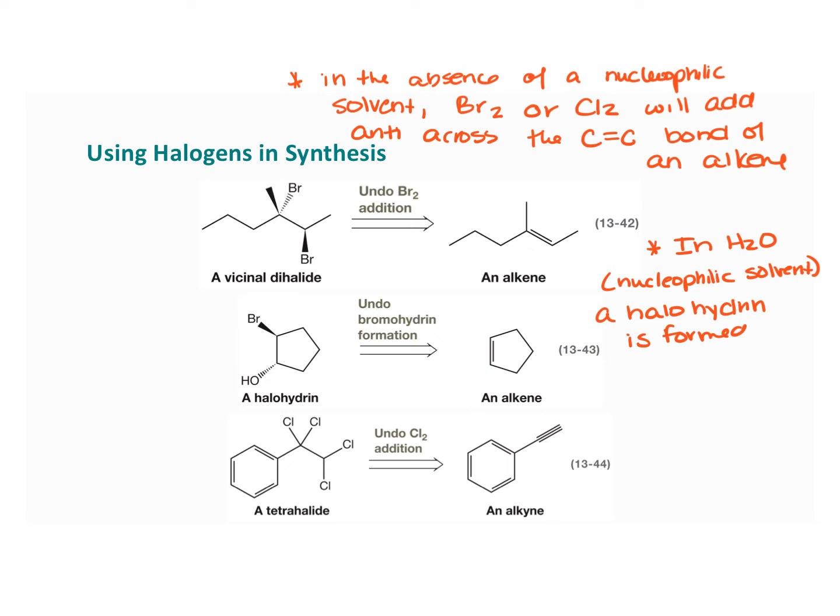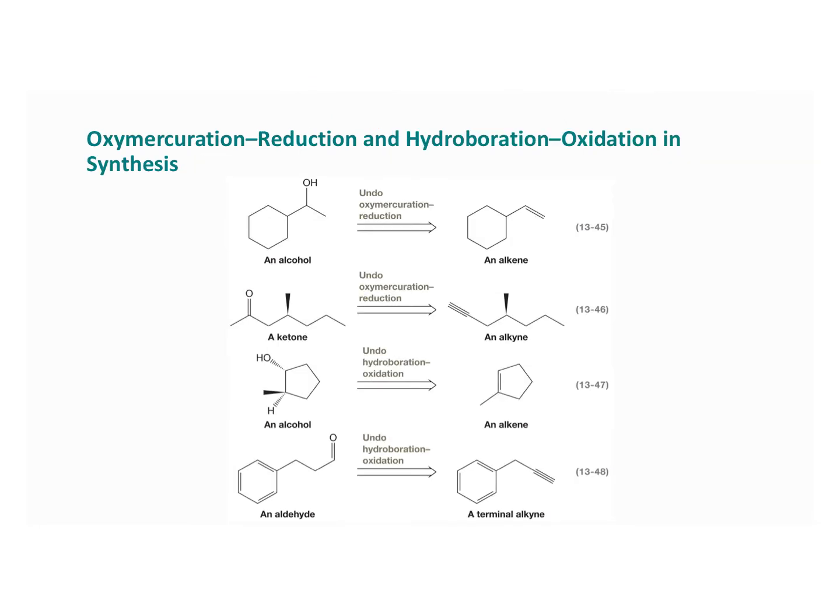And then the next reactions that we saw were two reactions that add water across a carbon-carbon double bond or a carbon-carbon triple bond. It was the oxymercuration reduction in 13.5 and then the hydroboration oxidation that we just finished talking about, okay? And you can see examples of these here used in synthesis. Now, the oxymercuration reduction results in a Markovnikov addition, right?